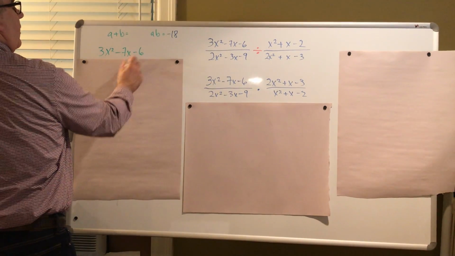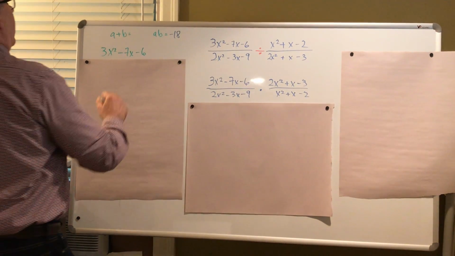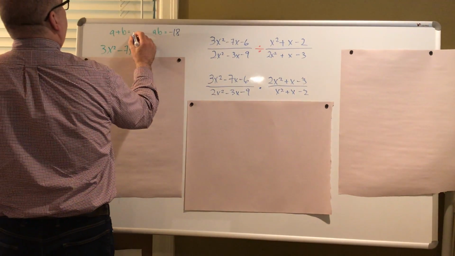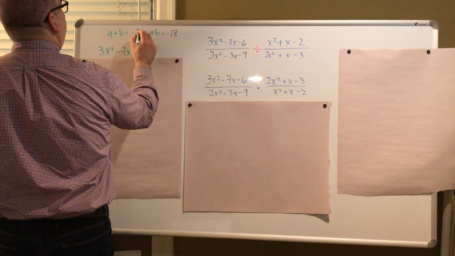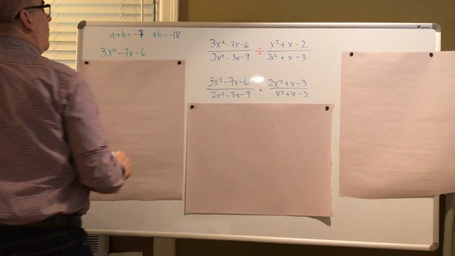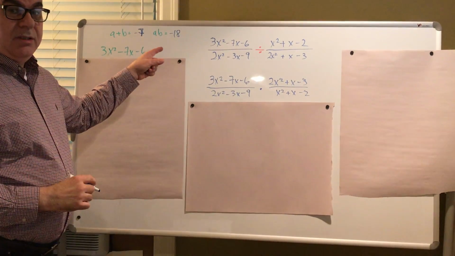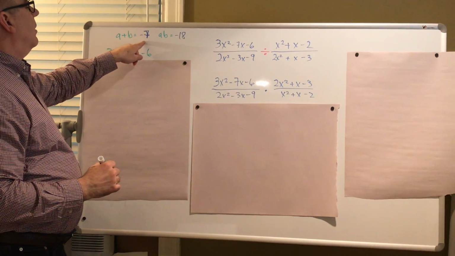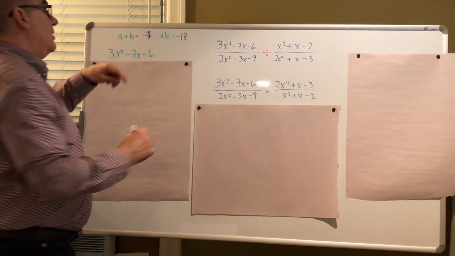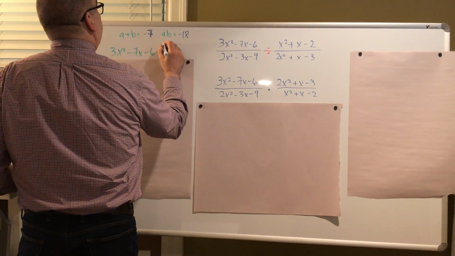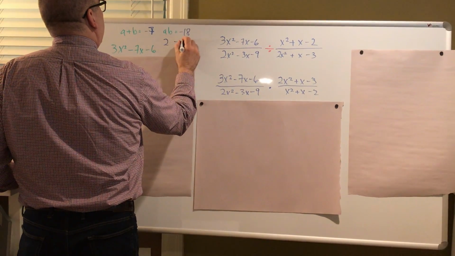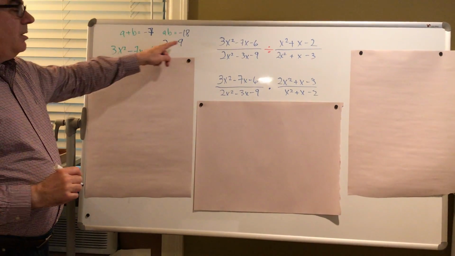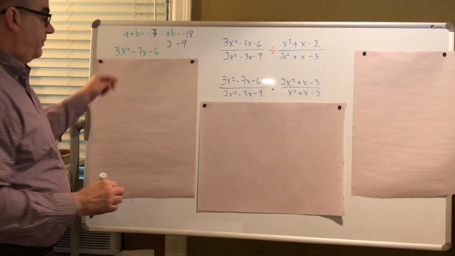3 times 6. A plus b needs to equal this coefficient, which is minus 7. Now many of you will automatically see that this means that we need the factors of 18, their sum to be minus 7. And it's easy to see two of those factors that do that, 2 and minus 9. They multiply to be minus 18, and they add to be minus 7.